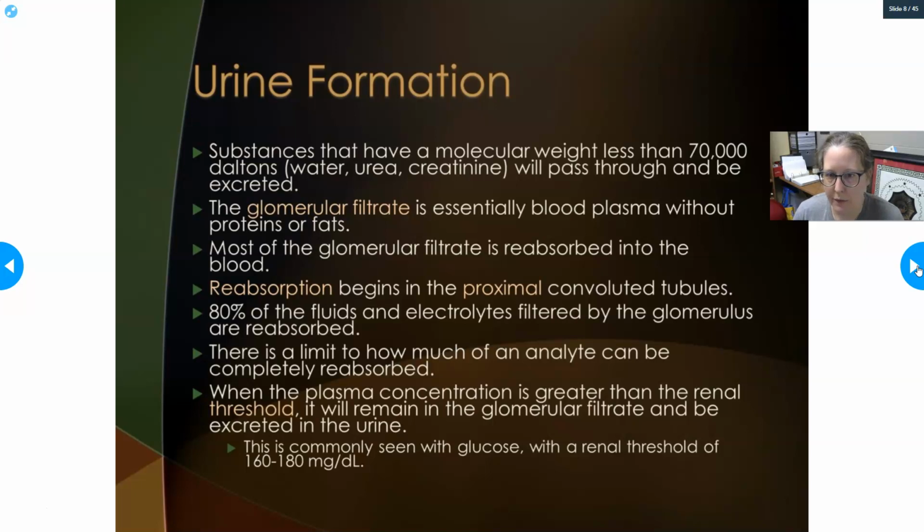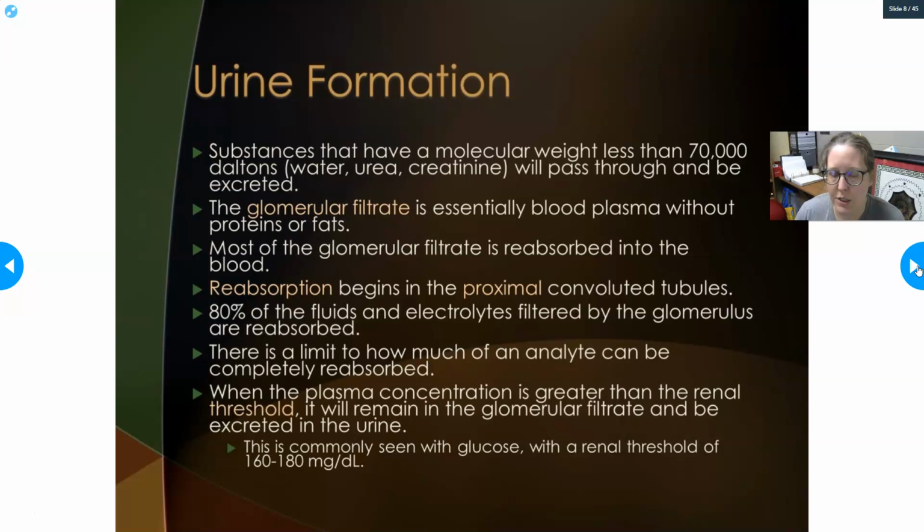So substances that have a molecular weight that's less than 70,000 Daltons, so things such as water, urea, creatinine, pass through, no problem, they're going to be excreted. The bigger molecules, like big proteins, aren't supposed to be passing through. They're supposed to stay in the blood. So the glomerular filtrate that's made at the glomerulus is essentially blood plasma without the proteins or the fats, because the proteins and the fats are too big to filter through.